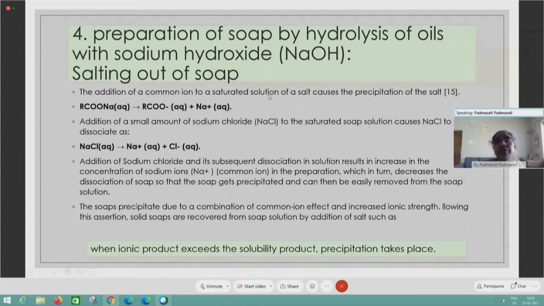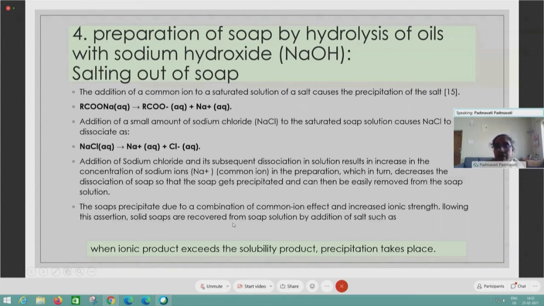So the addition of common ion to a saturated solution of a salt causes the precipitation of the salt. So here we have this sodium salt of fatty acid, which is coming from soap, and you add a small amount of sodium chloride. Then what should happen? You have an ion in common. Because of the ion in common, it should be precipitated out. So the soaps precipitate due to a combination of common ion effect and increased ionic strength.